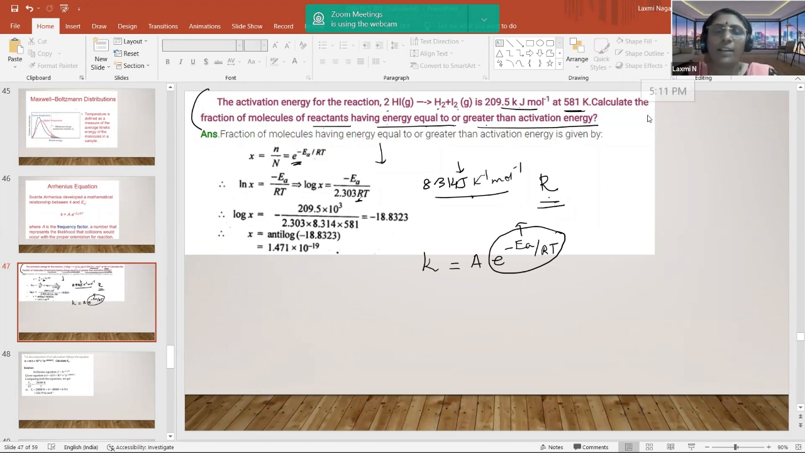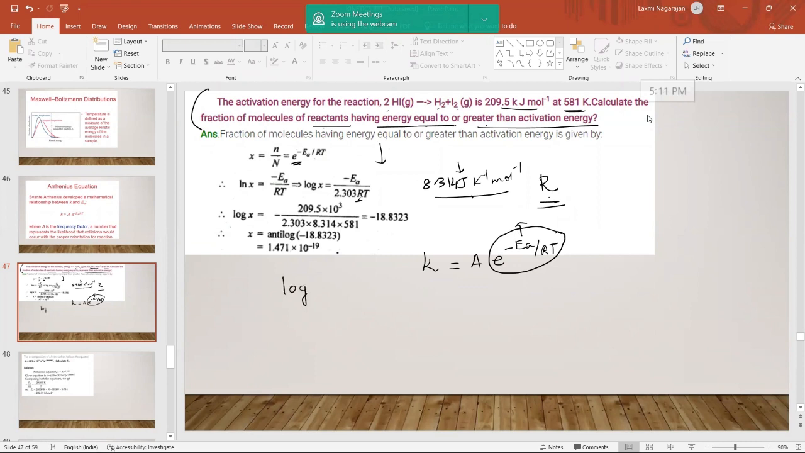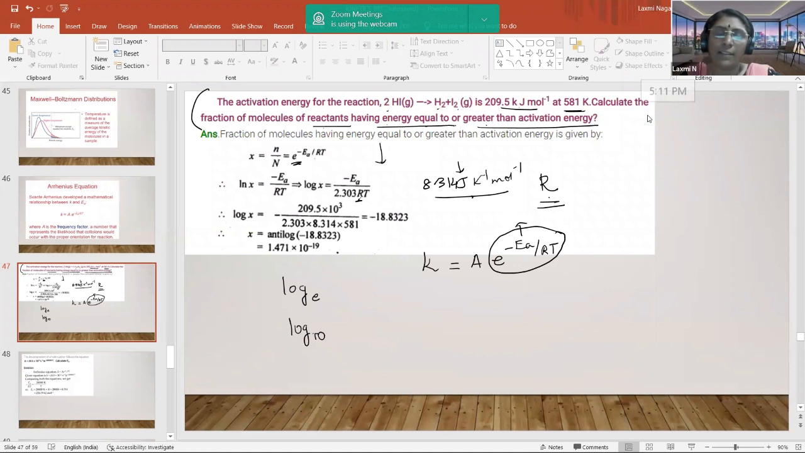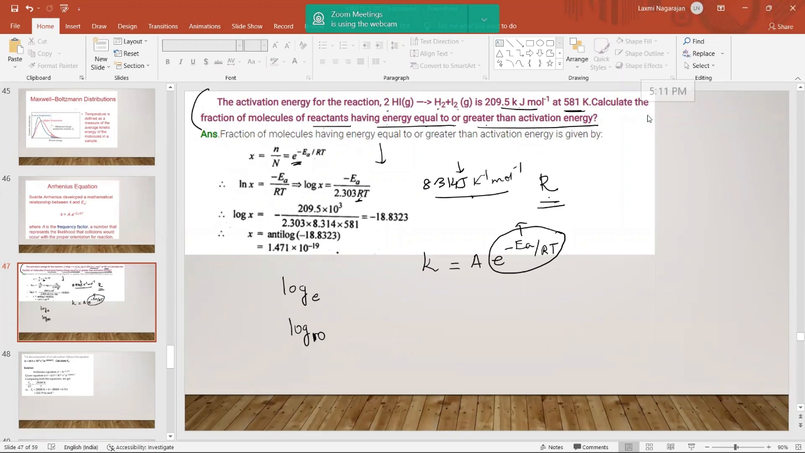Can I ask one question, ma'am? Yes, sir. What is the difference between ln and log, ma'am? Generally, we use a logarithm table, then we find the values for a particular log value, ma'am. Sir, actually ln also comes in kinetics, ma'am. That's why they are asking about the conversion from ln to log.